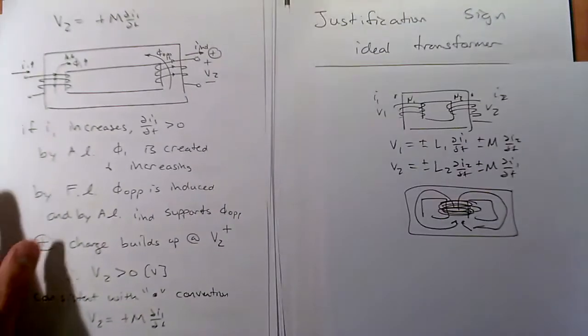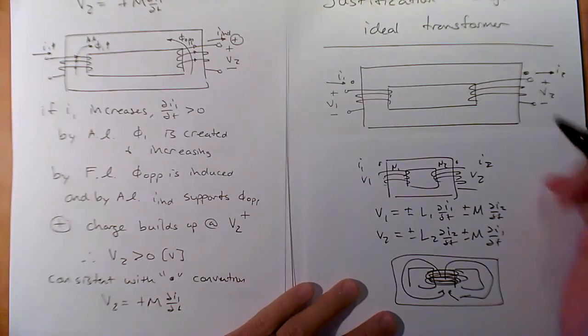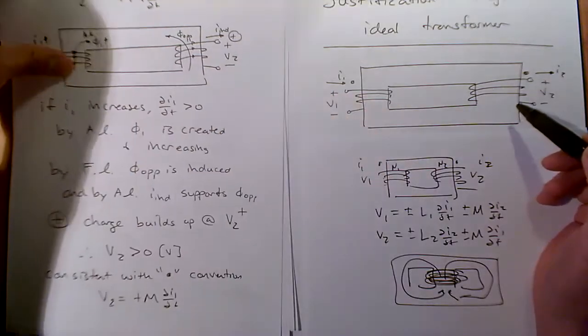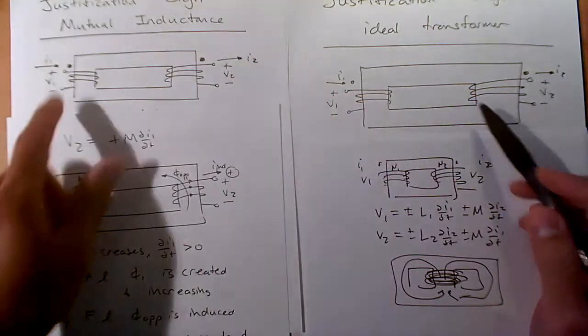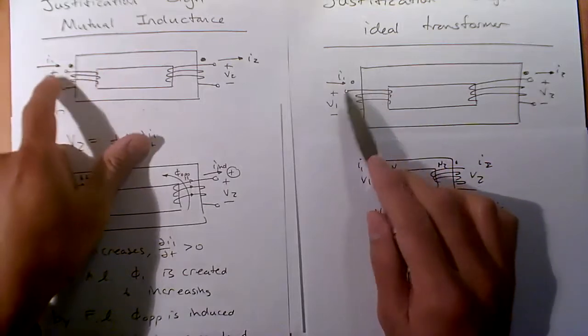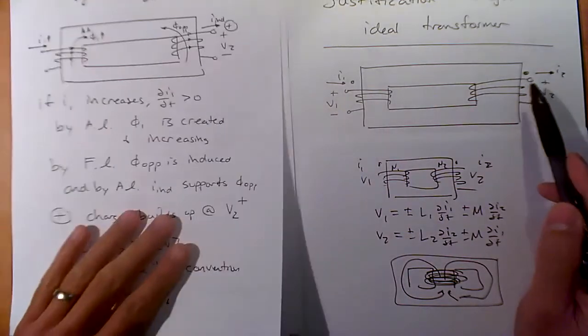Okay, let's do the same thing for the ideal transformer, right? We have these new equations here. We have the exact same setup as before. Let's just confirm that. So I have this, right? Look at the coils, I1 good, V2 good. So that we know the dots are set up correctly, right?